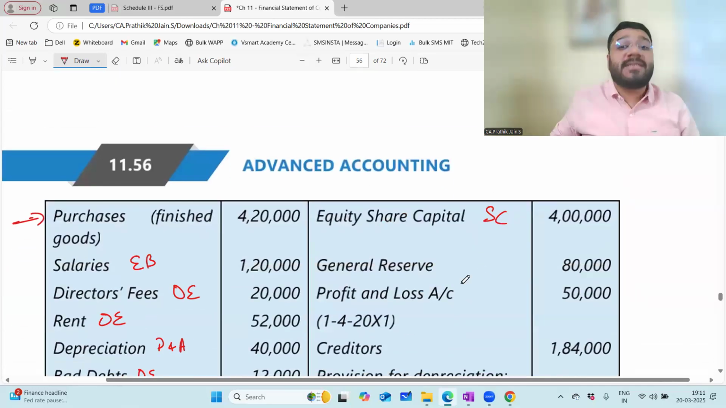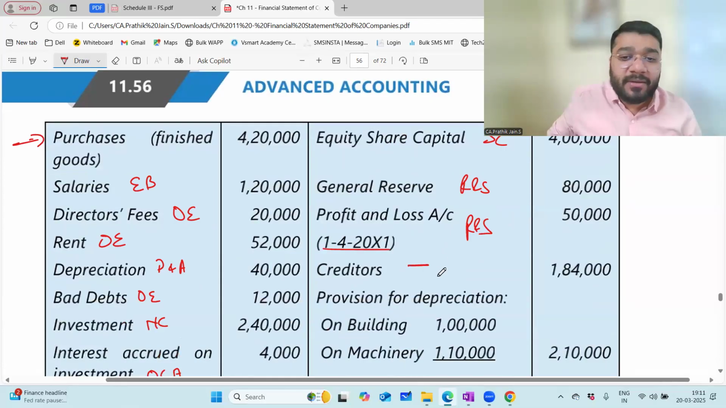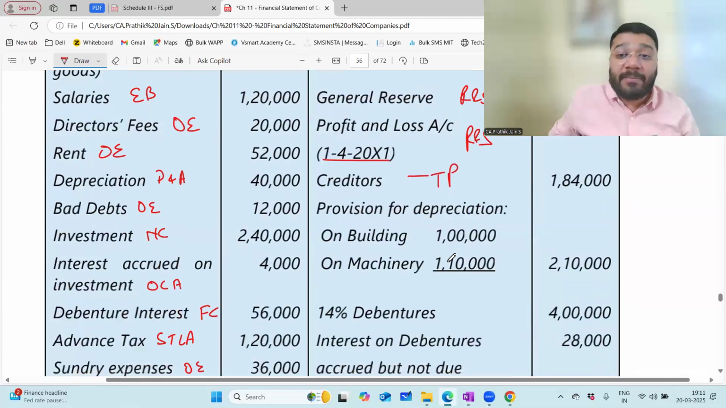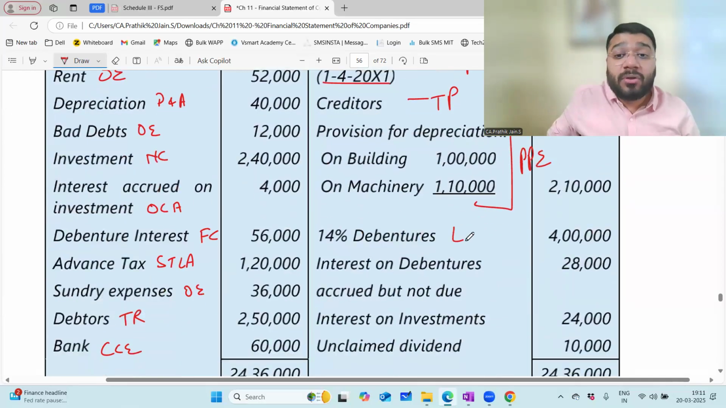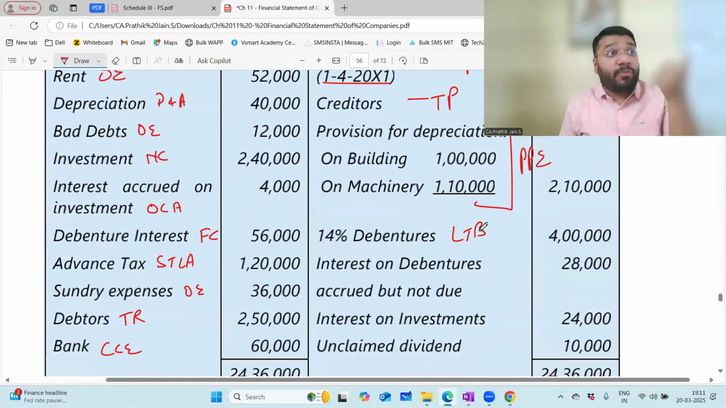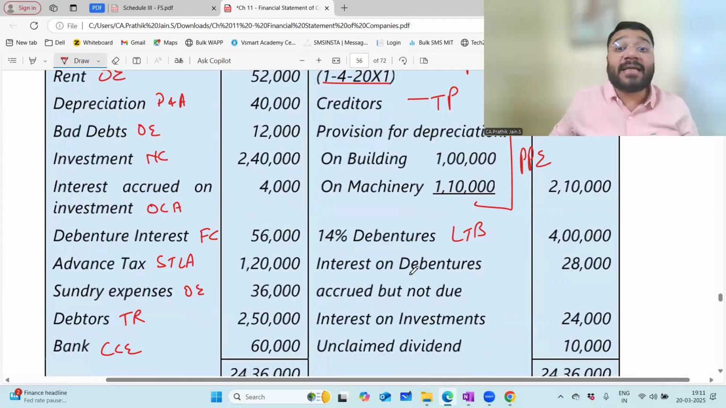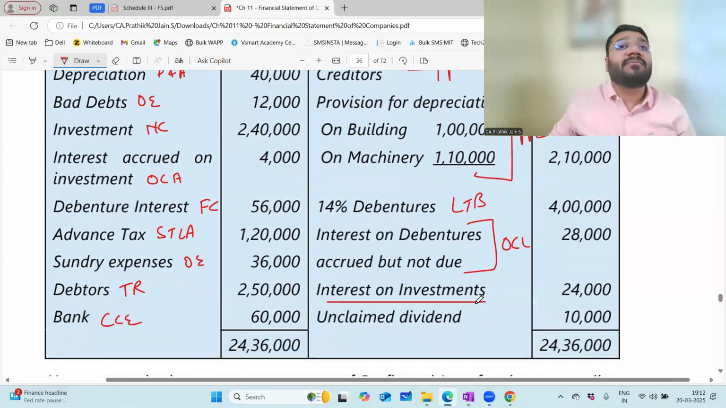Equity share capital. Share capital. General reserve. Reserves and surplus. P&L. Opening balance address. Creditors. Trade payable. Provision for depreciation. PPE. 14% debenture. Long-term borrowing for now. I have to check what is given in the additional information. Interest on debenture. Accrued but not due. Other current liability. Interest on investment.